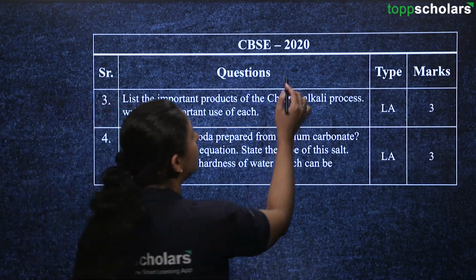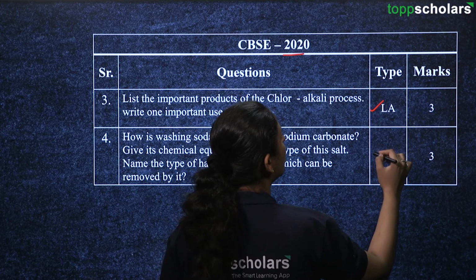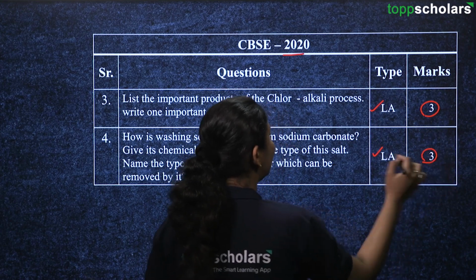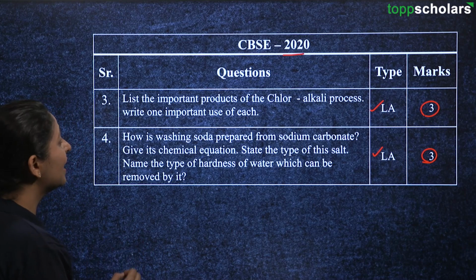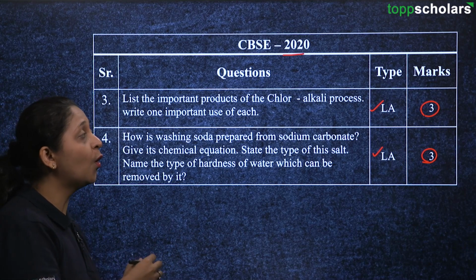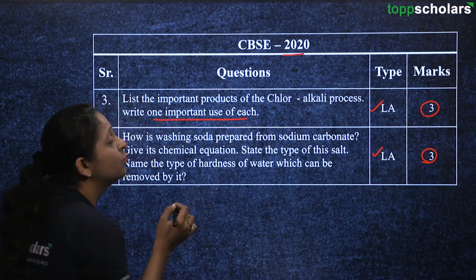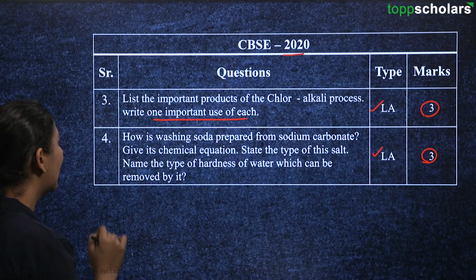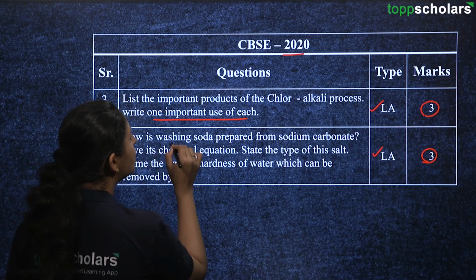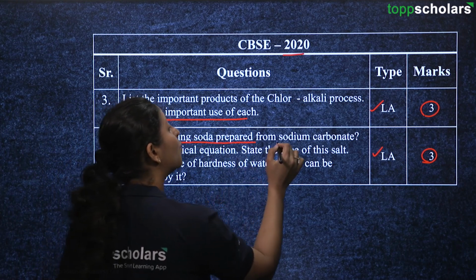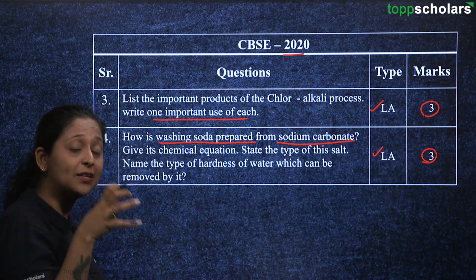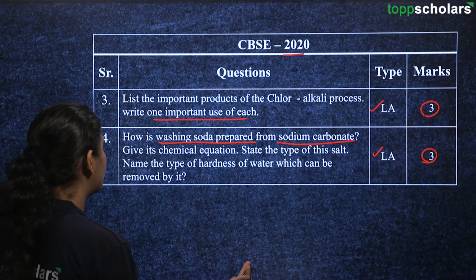Next is again from the year 2020, there are these long answer questions for 3 marks each. So, list the important products of the chlor-alkali process, and you have to write one important use of each of them. And the second question here is, how is washing soda prepared from sodium carbonate? That is, by using sodium carbonate, how can you make washing soda?